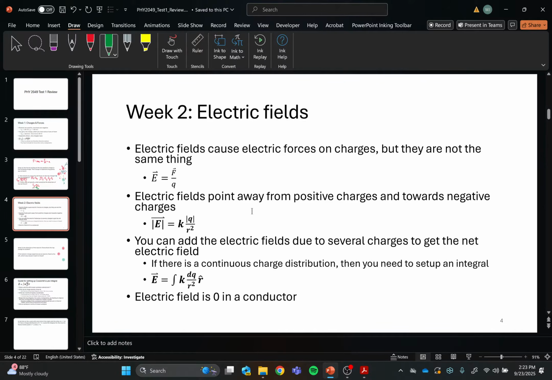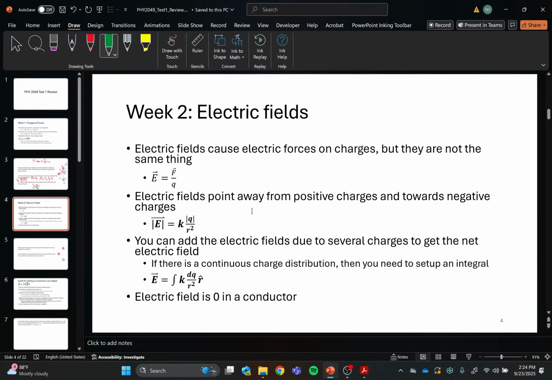So kq over r squared, and you can add them all together. If you have multiple, just like we can add forces, we can add fields. If you have an infinite amount of them, you've got to integrate, or do Coulomb, or do Gauss's law. Those are kind of the two options. And inside a conductor, the electric field is zero. That is a fact that you all need to know, and it's so important. It shows up on 2 of the slides.